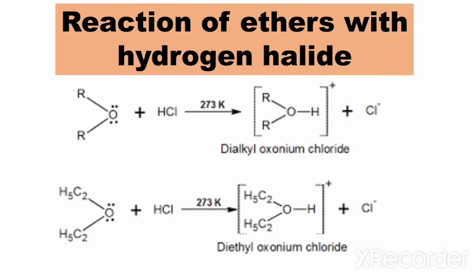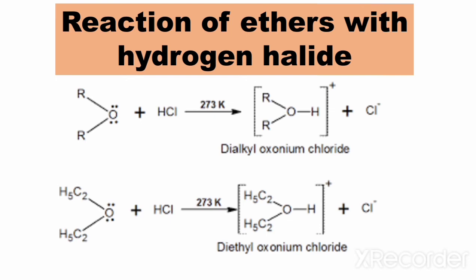The other is the reaction of ethers with hydrogen halide. So firstly, when the ether reacts with the hydrogen halide, as you can see, this is the acid, that is hydrogen chloride. From this acid, a hydrogen positive ion will attach to the oxygen atom of the ether and form a bond, and it is a temporary stage in which dialkyl oxonium chloride forms.